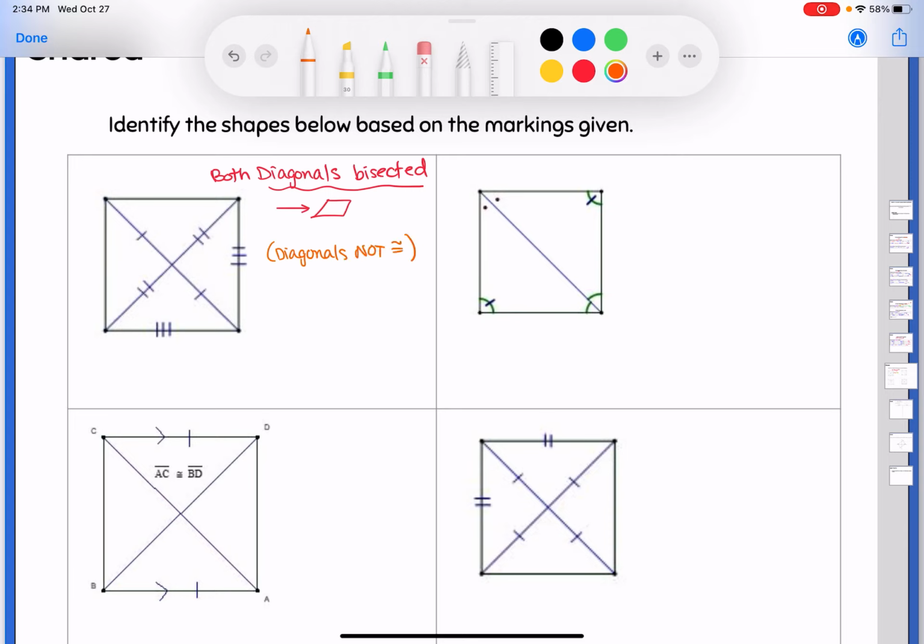What I do see next is that one pair of consecutive sides are congruent, and I already know I have a parallelogram. Well, that was a way to prove a rhombus, right? Parallelogram, one pair of consecutive sides congruent, there it is. So it's got to be a rhombus.